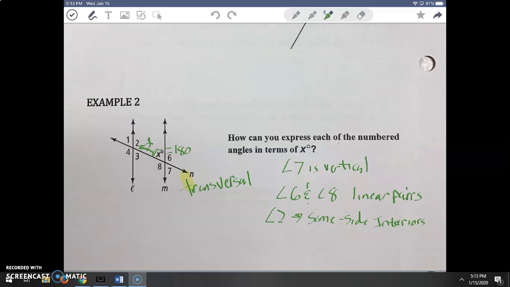So now let's look at angle 3. Angle 3 is located on the opposite side of the transversal, but they're both on the inside of these parallel lines. Because they're on the opposite side of the transversal and inside, those are alternate interiors. So angle 3 is an alternate interior. And I misspelled interior.